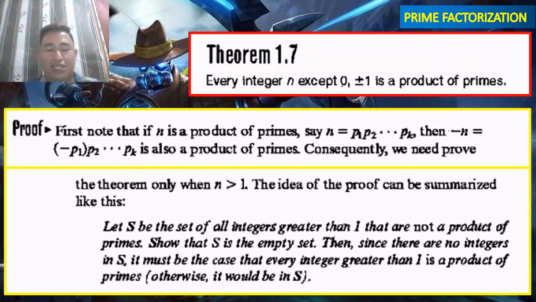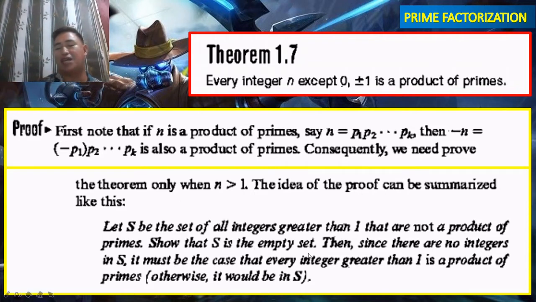Show that S is empty. So, i-show nato class nga si S dapat empty. Meaning, wala nay mga numbers or mga integers nga that are not a product of primes, kay tanan product man of primes. Every integer man ta. Then, since there are no integers in S, kung ma-empty si S, it must be the case that every integer greater than 1 is a product of primes. Product of primes na dayon tanan kung ma-empty si S. Otherwise, it would be in S.